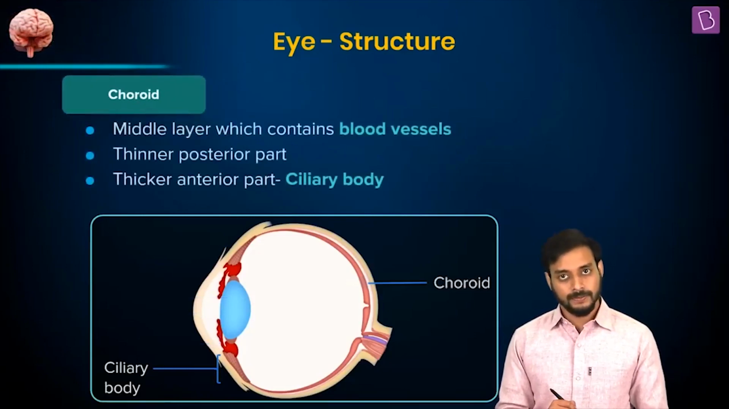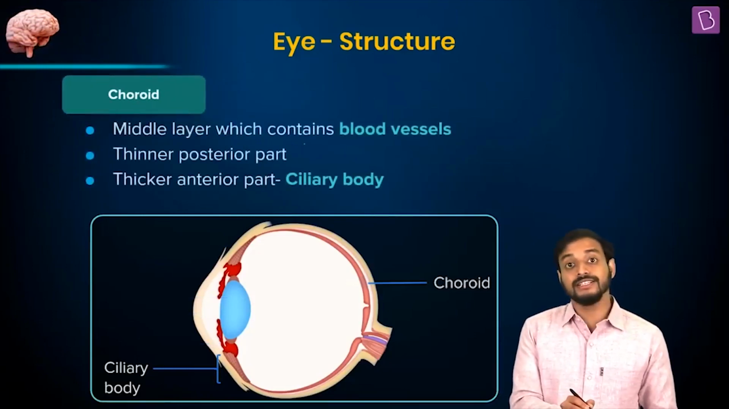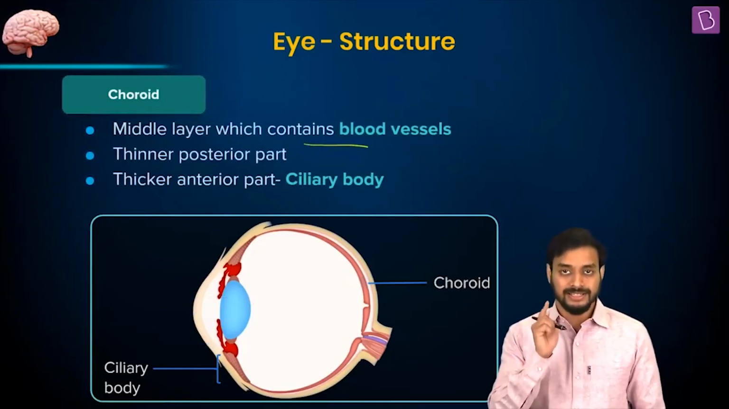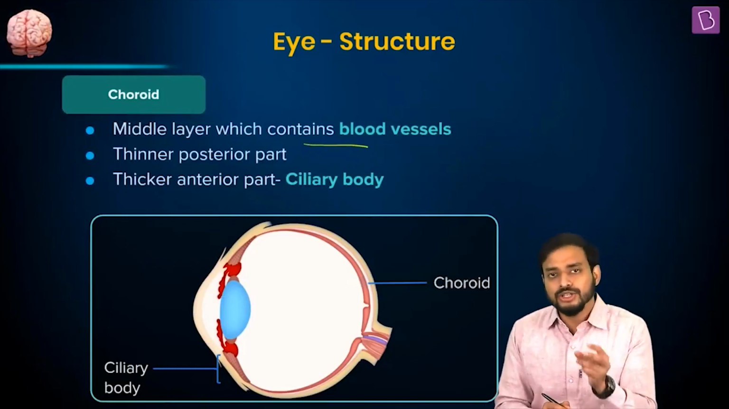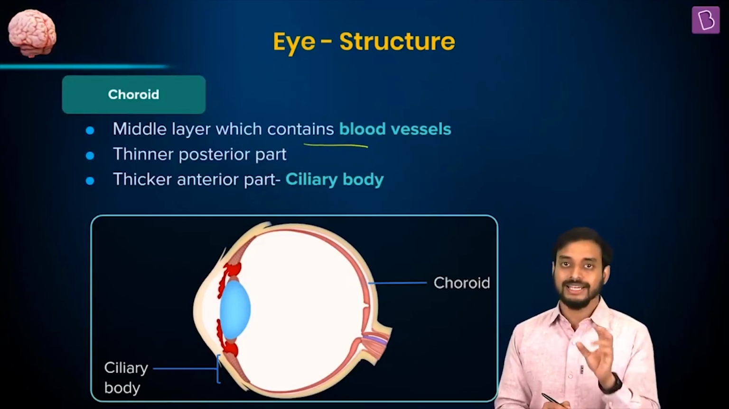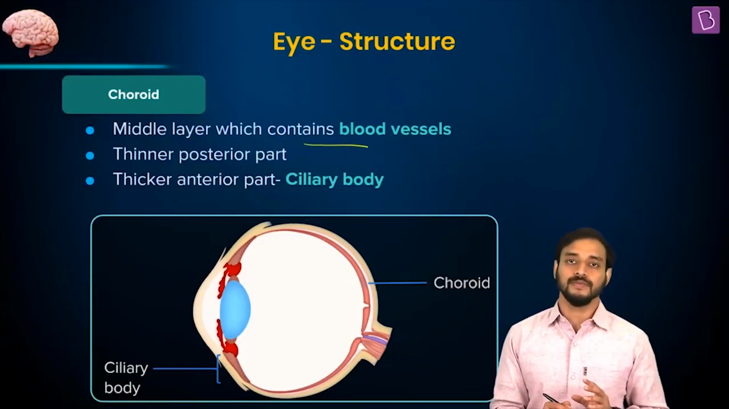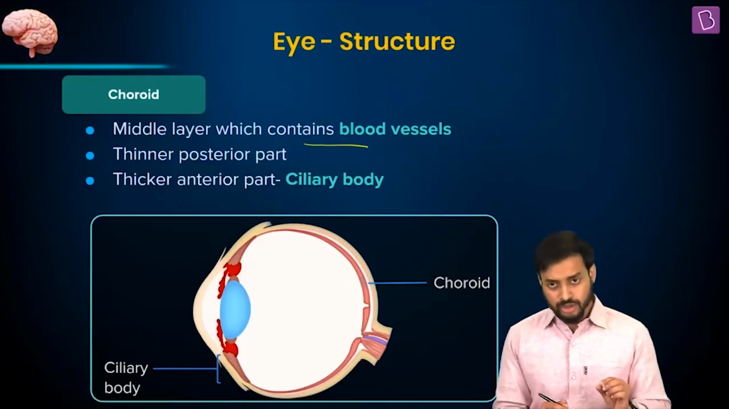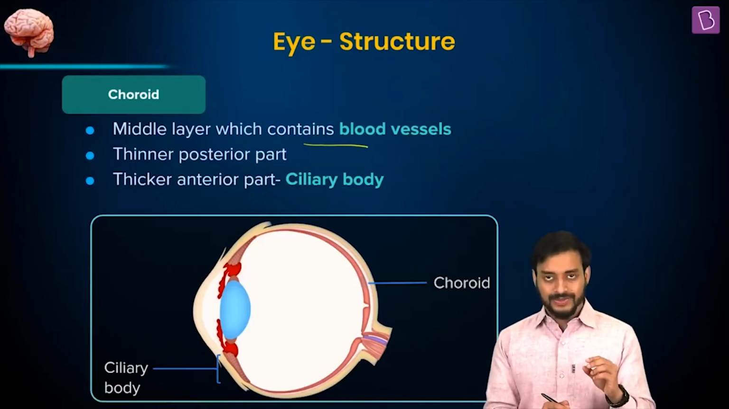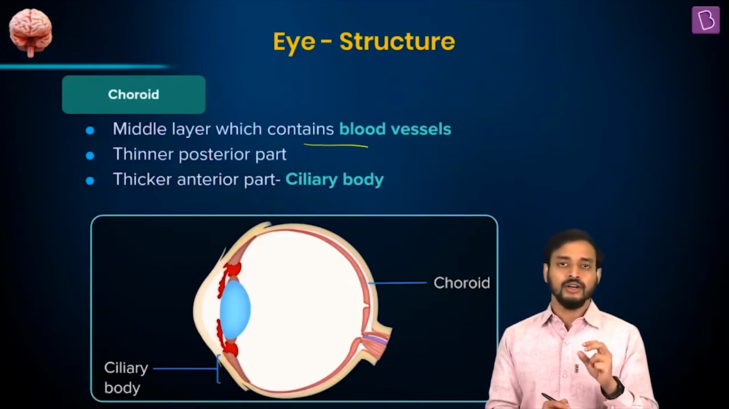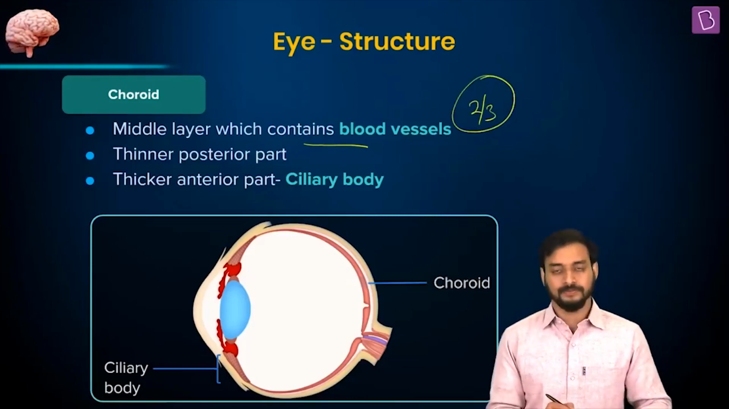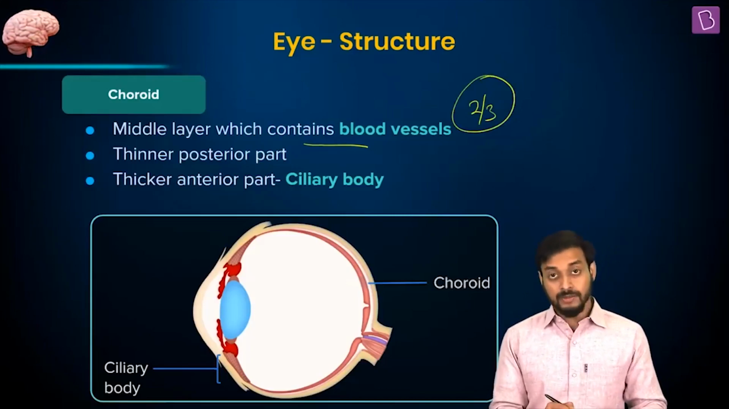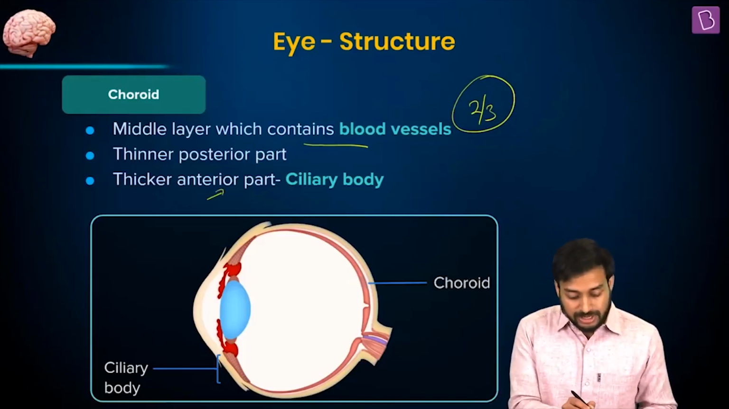the middle layer which contains blood vessels. Fine. So, it looks bluish in color. If I concentrate on the posterior part, it is thinner over the posterior part. About 2/3 of it is quite thinner, right? If I talk about the anterior part, it's thicker and it forms the ciliary body.